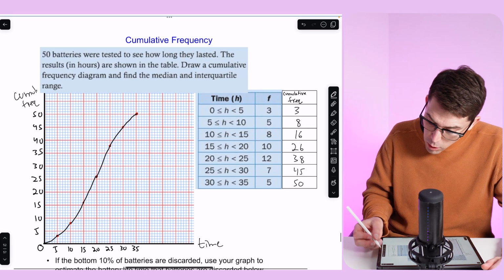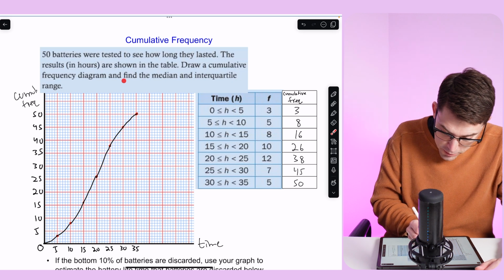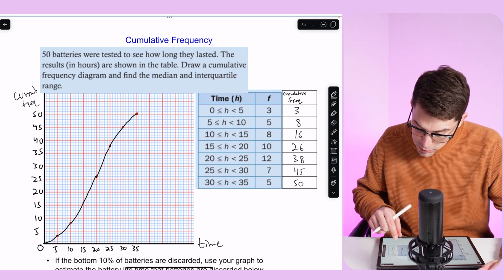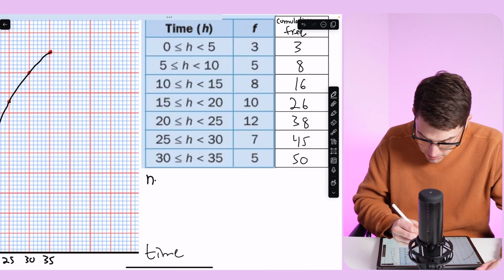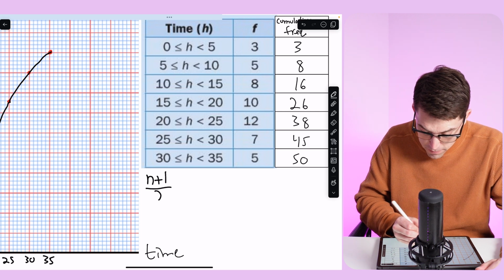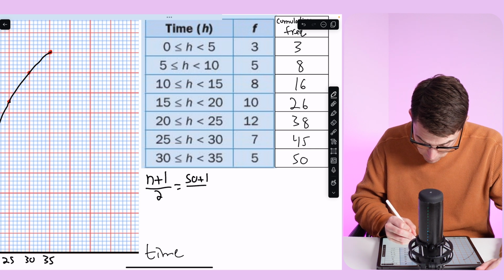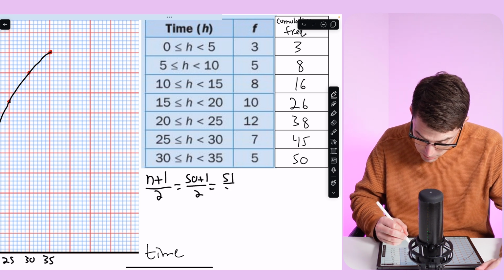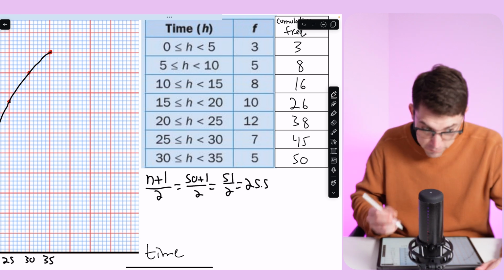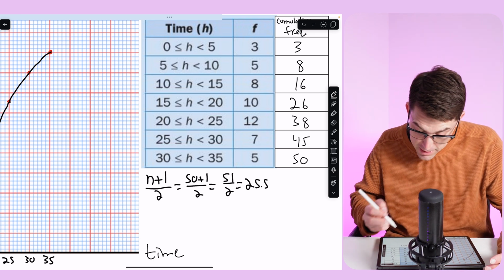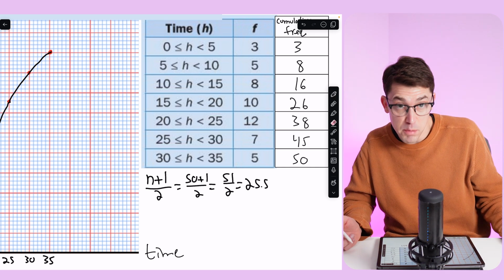So now that we have that drawn, let's go ahead and answer some of the basic questions, which were to find the median and the interquartile range. So remember that for the median, you take the total number of terms, add 1, and then divide that by 2 to figure out what the middle value is. So if I have 50 plus 1 over 2, that's going to give me 51 over 2. That is going to give me 25.5. Okay, so what that means is that it's going to be like the 25th place.